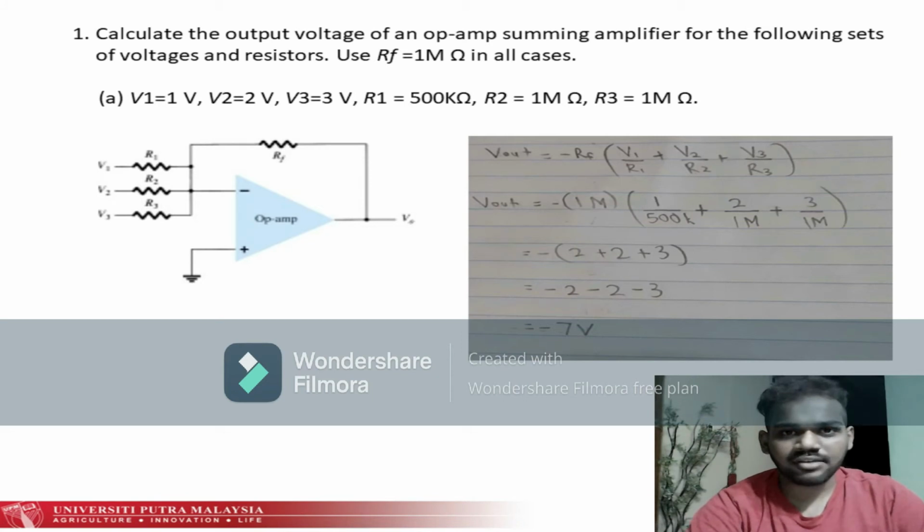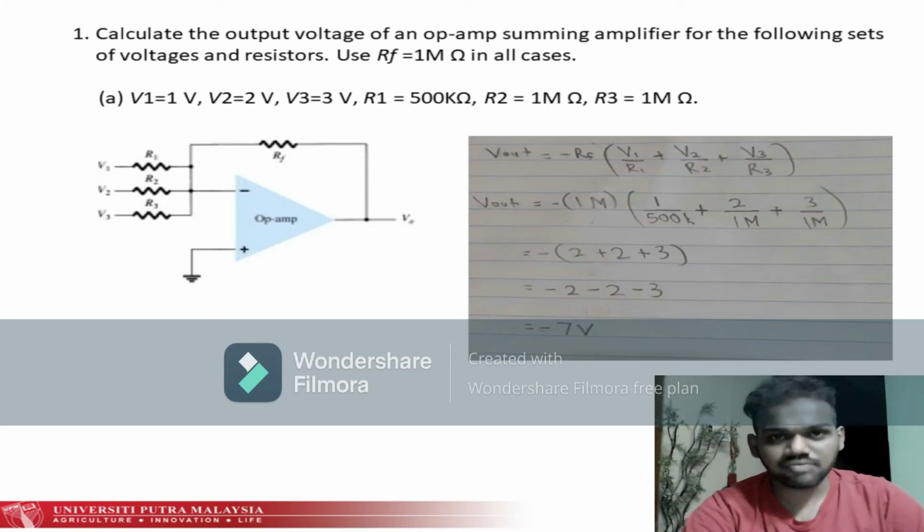Now, we are moving to the second part of our activity 2. And the first question is, calculate the output voltage of an op-amp summing amplifier for the following sets of voltages and resistors. Use Rf equals 1 million in all cases. And all the values of V1, V2, V3, R1, R2 and R3 are given for this question.